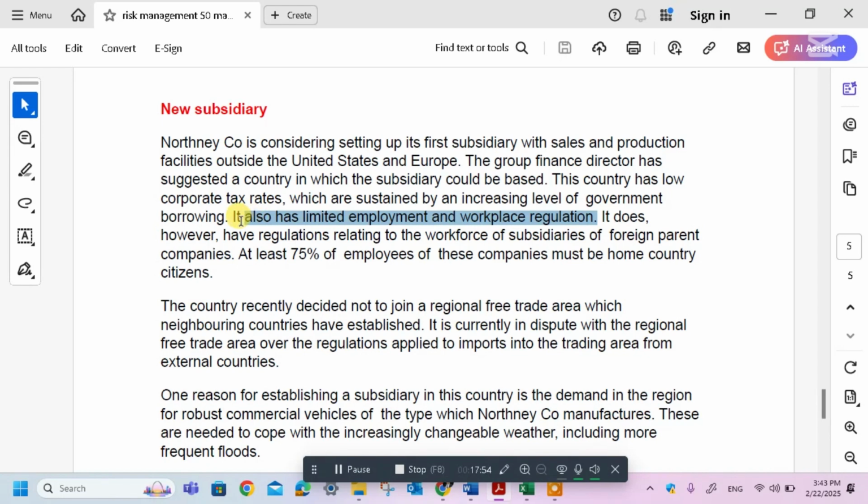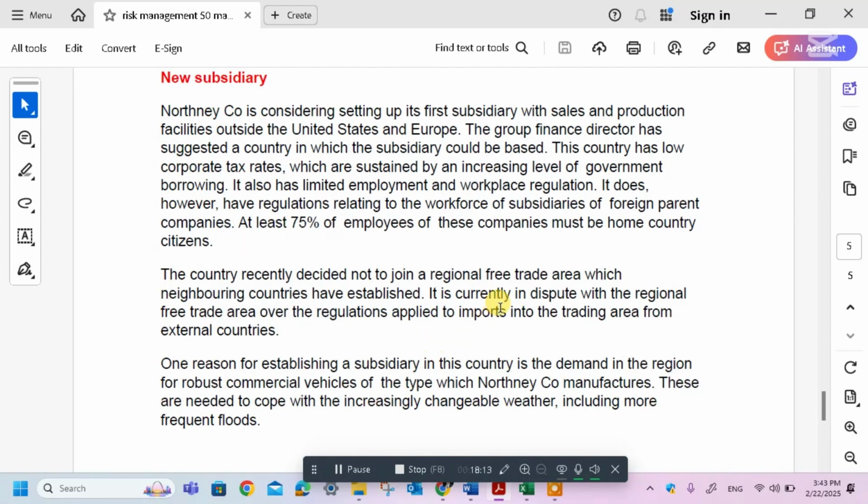Oh, okay. See, those are operational risks. We will come to that. It does, however, have regulations relating to the workforce of subsidiaries of foreign parent companies. At least 75% of employees of these companies must be home country citizens. The country recently decided not to join a regional free trade area which neighboring countries have established. It's currently in dispute with the regional free trade area. See, that's the political risk. One reason for establishing a subsidiary in this country is the demand in the region for robust commercial vehicles of the type which the company manufactures. These are needed to cope with the increasingly changeable weather, including more frequent floods.